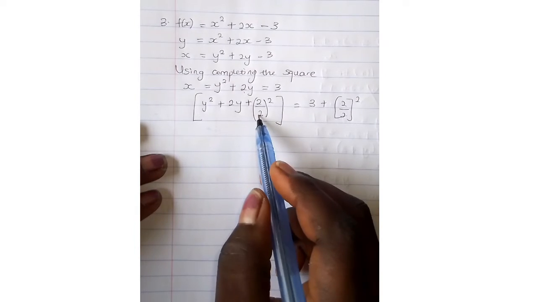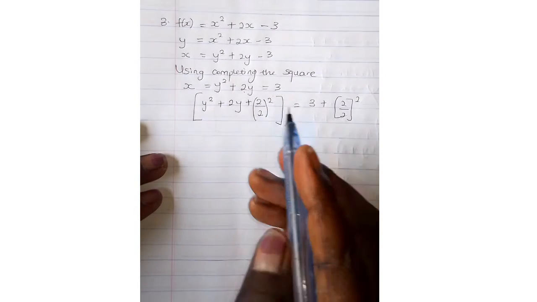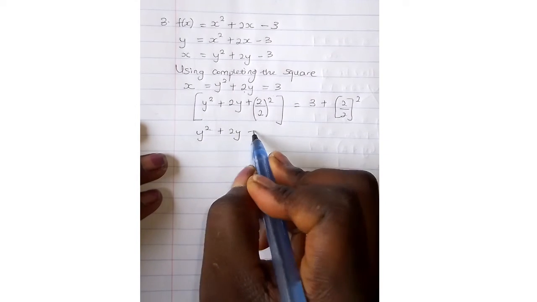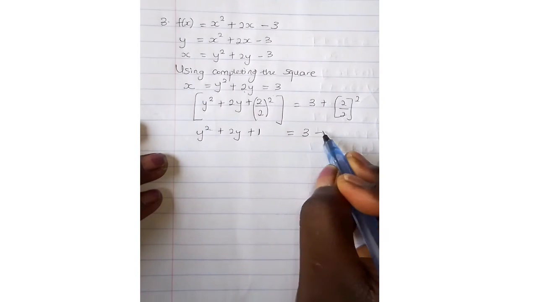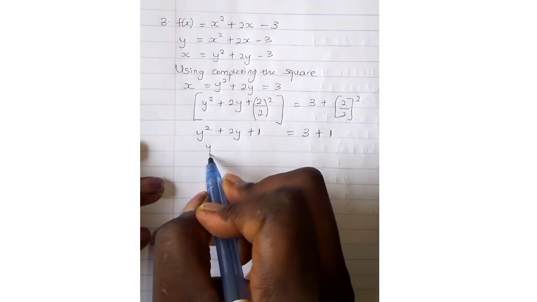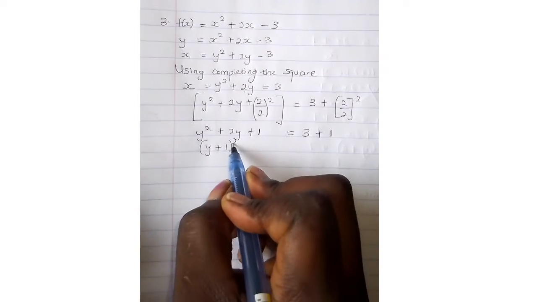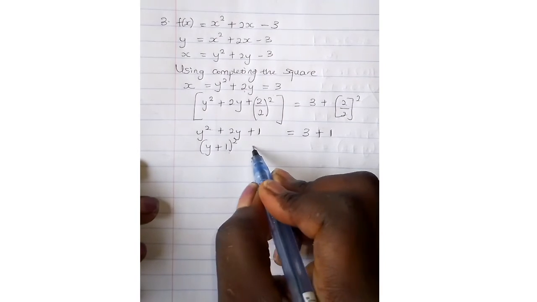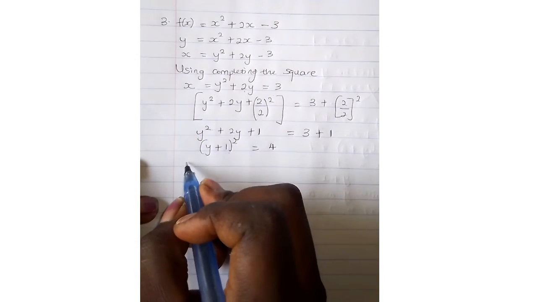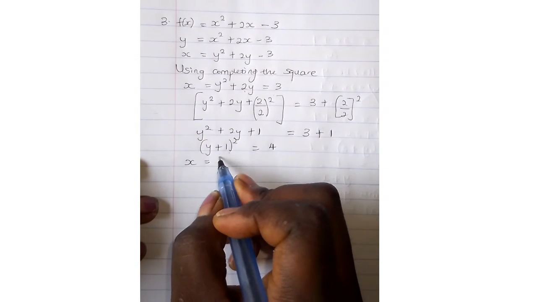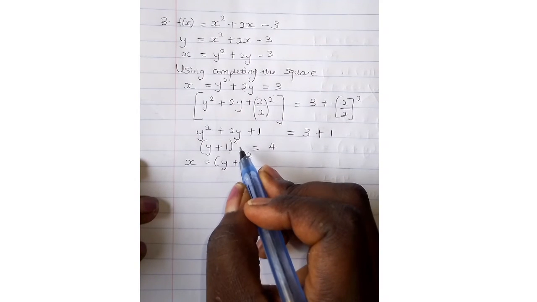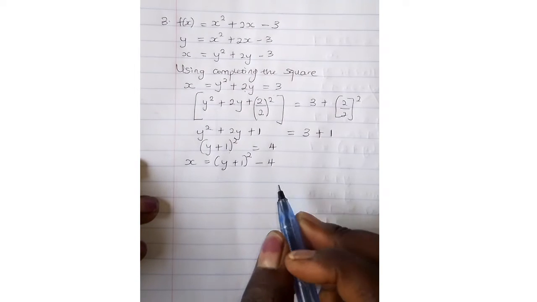So therefore, 2 divided by 2 is 1. 1 squared is 1. So we're going to have y squared plus 2y plus 1 equal to 3 plus 1. So this can be written as y plus 1 all squared. When we factorize, this is equal to 4. So remember, this was equal to x, so we have x is equal to y plus 1 all squared. Remember, there's a plus here, so when we take it back, it changes to minus 4.